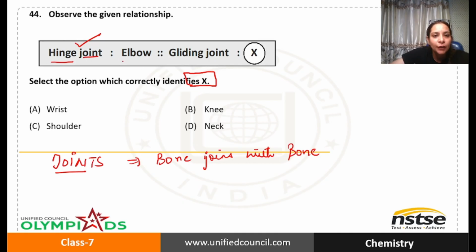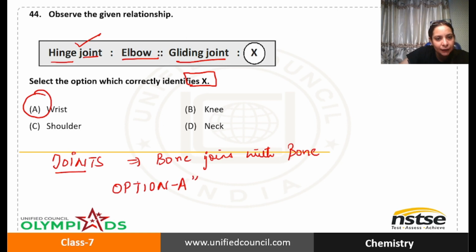Okay, so for example, elbow. Gliding joint, where two joints can slide over another. They basically glide over another. So here, to identify X, we have a few options: A as wrist, B as knee, C as shoulder, and D as neck. And out of these, a gliding joint is present in the wrist. So which option is correct?